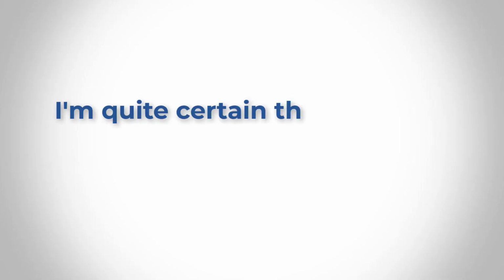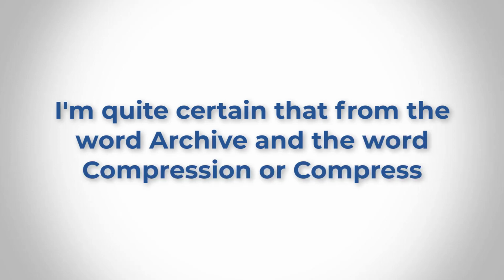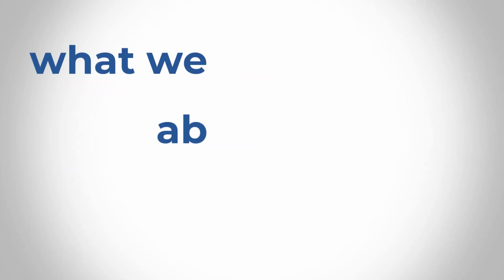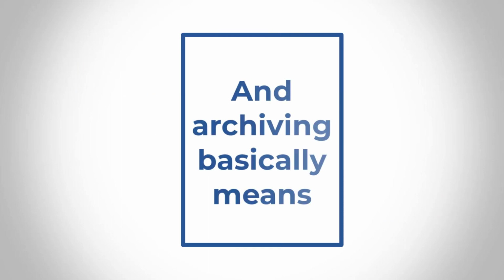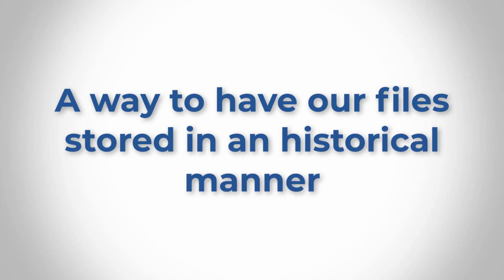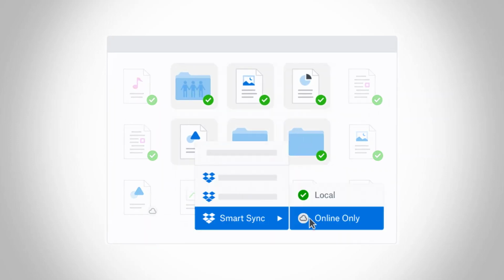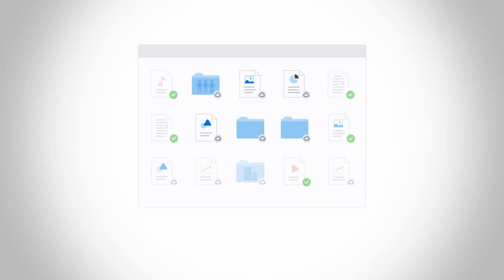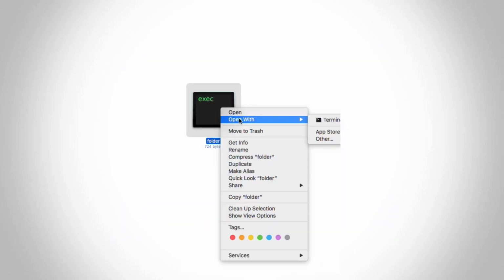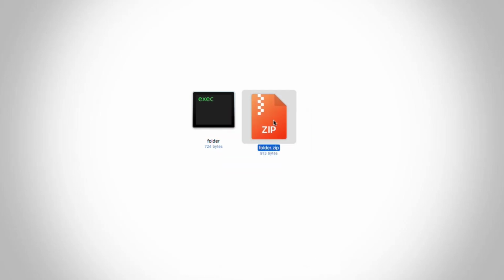I'm quite certain that from the word archive and the word compression or compress, you already have an idea of what we're about to talk about. Archiving basically means a way to have our files stored in an historical manner, such that a group of files can be put together and basically taken to some location. And compression, on the other hand, is a way to take files or directories and reduce them in terms of the size that they hold on the disk.